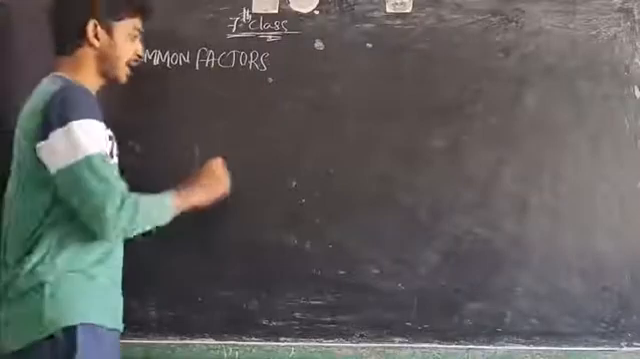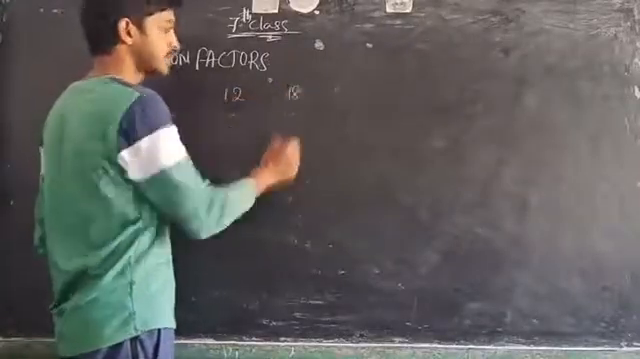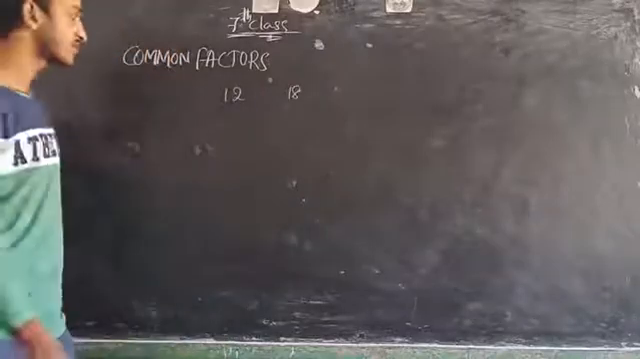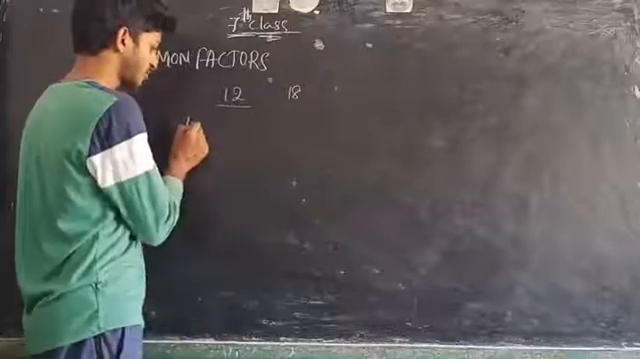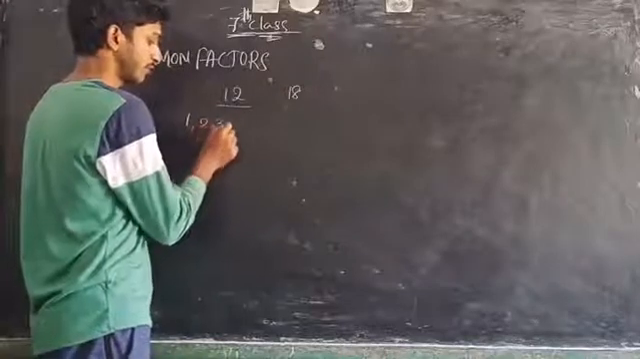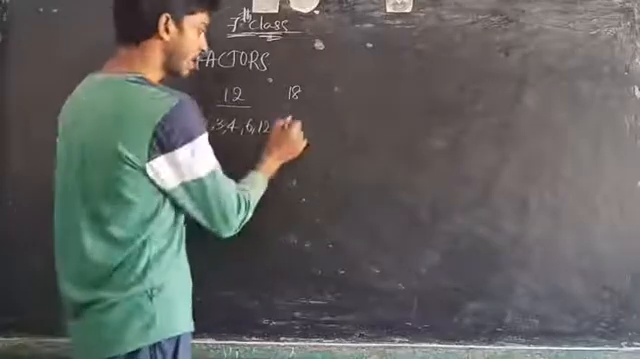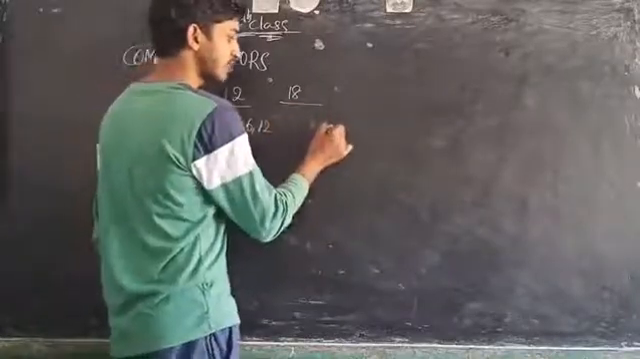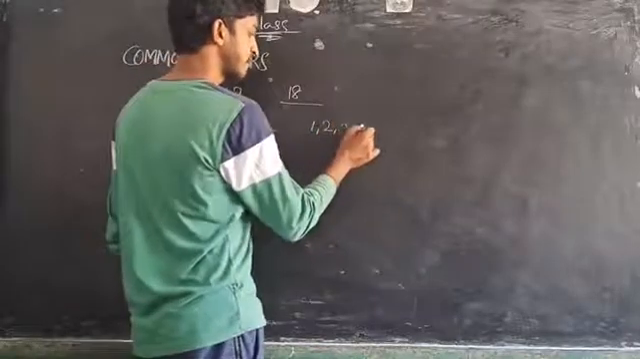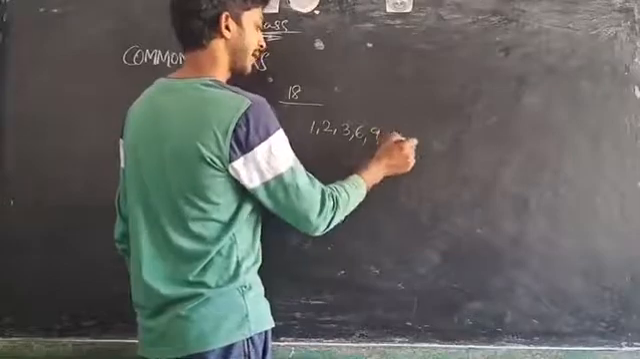See here, I am taking an example, 12 and 18. I am taking two numbers. So first of all I am writing factors for 12. What are the factors for 12? 1, 2, 3, 4, 6 and 12. Okay, now I am writing factors for 18. Factors for 18 are 1, 2, 3, 6, 9 and 18.